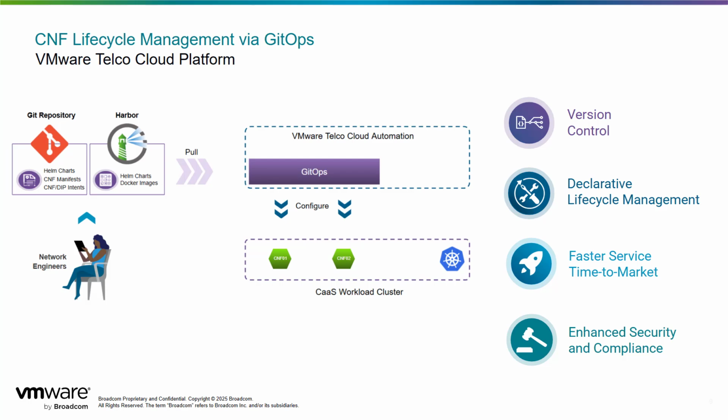With GitOps, immutable, auditable, and traceable workflows are implemented, enabling CSPs to better meet regulatory requirements and internal standards for security and compliance. Now let us walk through the process of customizing the infrastructure based on the requirements of the network functions and deploying the cloud native network functions, or CNFs, using the GitOps capability of VMware Telco Cloud Platform.